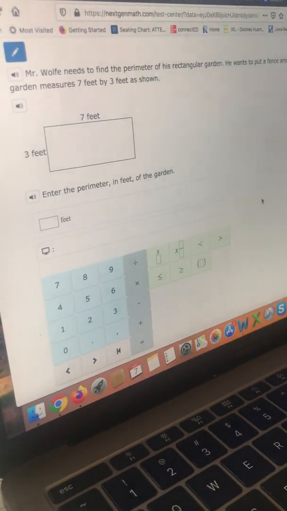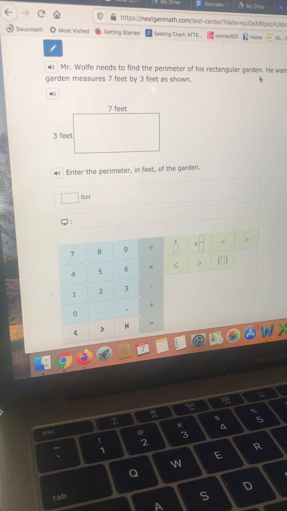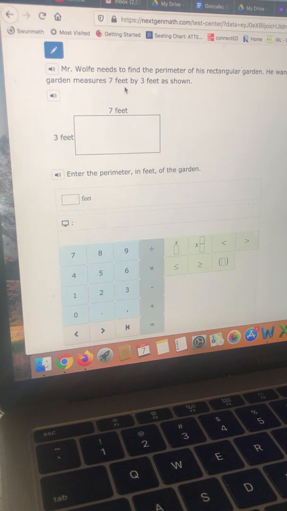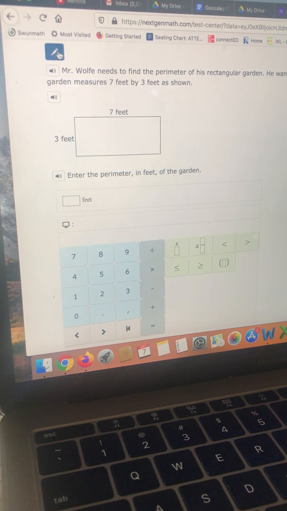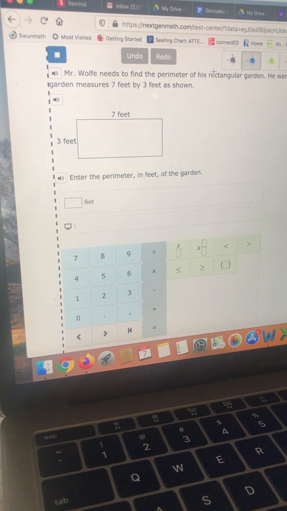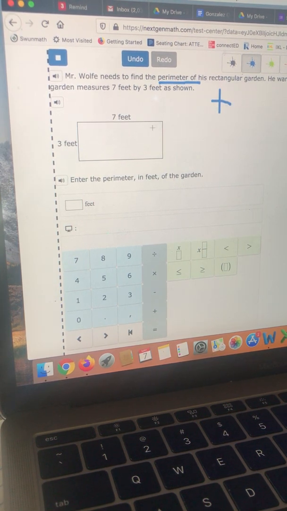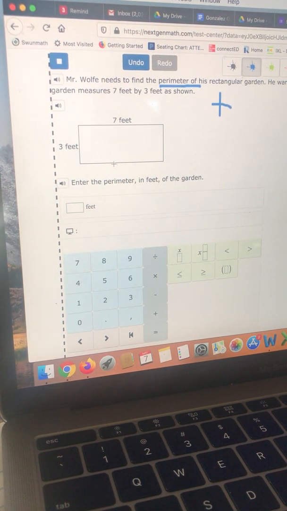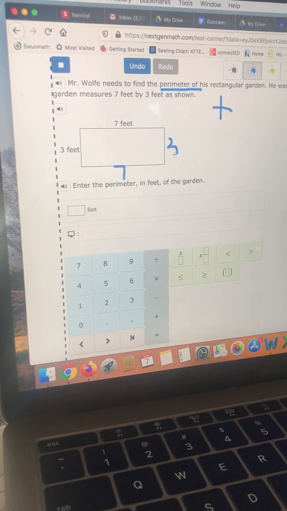Problem number 5. Mr. Wolf needs to find the perimeter of his rectangular garden. He wants to put a fence around his entire garden. His garden measures 7 feet by 3. Again, boys and girls, you will have to find the perimeter. So that means you have to add. You go back to the problem and label all the unknown sides. If this is 7, this is 7. If this is 3, this is 3.